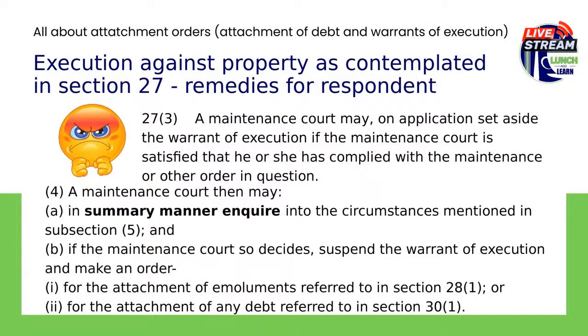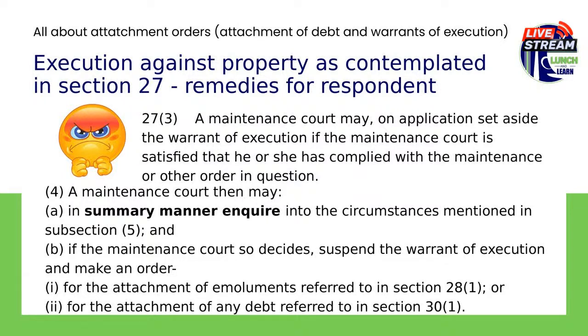So in terms of section 27.3, the maintenance court may, on application, that's obviously by the respondent, set aside the warrant of execution if the maintenance court is satisfied that he or she has complied with a maintenance order in question. Now, this is vitally important. So the only way that the respondent can come to court to say, but you know what, I want to terminate this warrant of execution, is if he has complied with the maintenance or the arrear maintenance, and he has paid the arrear maintenance amount.